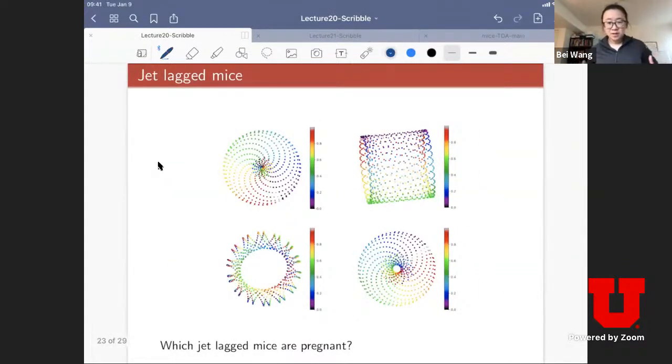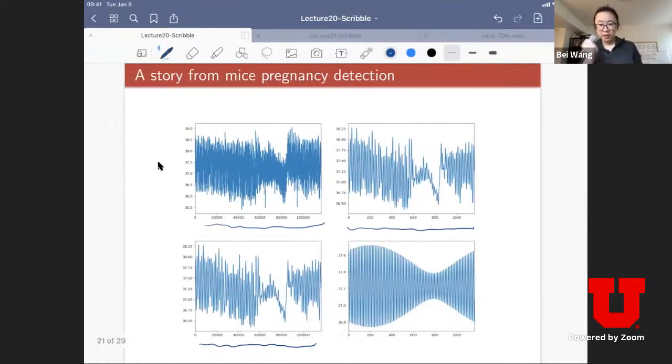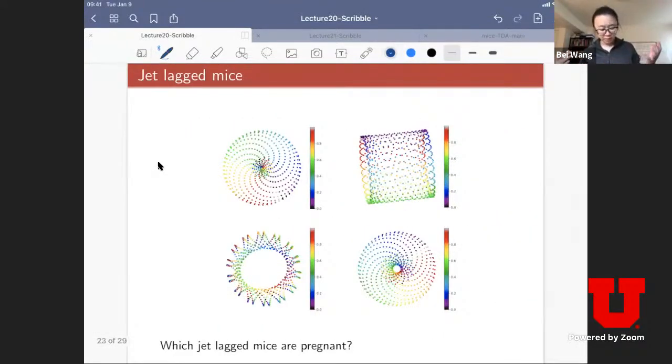Now, this is interesting. Not only in the experiment are they looking at mouse that are pregnant versus not pregnant, they're also looking at mouse who are jet lagged and not jet lagged. Okay, so it turns out when a mouse is subject to jet lag, it also changes its temperature behavior. And these are some examples.